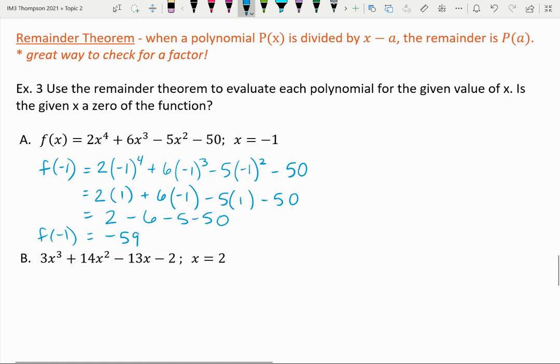Now I know there's other ways to get the remainder. I could use synthetic division and find a remainder of negative 59. I could use long division and find a remainder of negative 59, but this also gives me the remainder. Now that's all it gives me, so it's not always that useful. But in some instances, it's very useful.